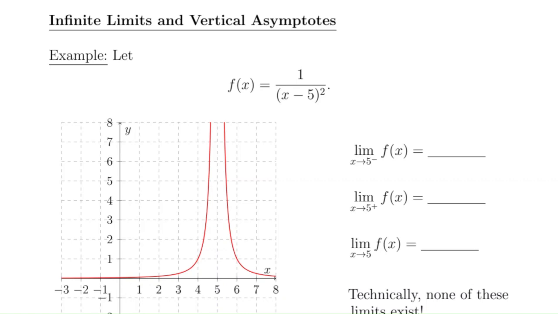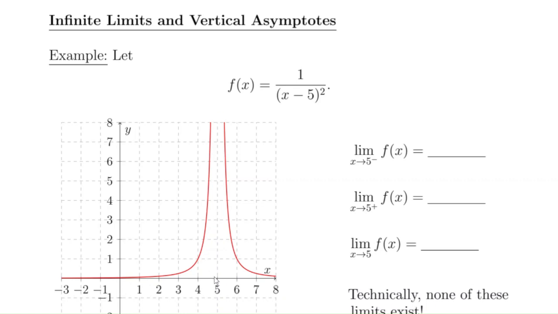All right, we're going to talk about infinite limits and vertical asymptotes. So let's begin with this example. f of x equals 1 over (x minus 5) squared. And I've plotted the graph down here. And notice that f of 5 is undefined. If you try to plug in 5, you get 1 over 0, which is undefined. And you can see it's undefined based on the graph as well, right? In fact, at 5, we have this vertical asymptote.